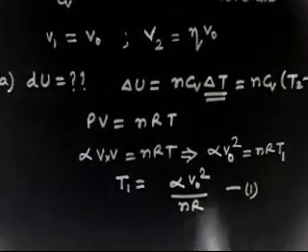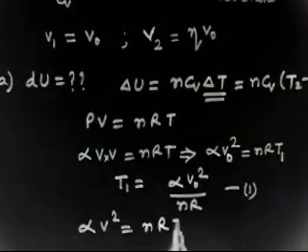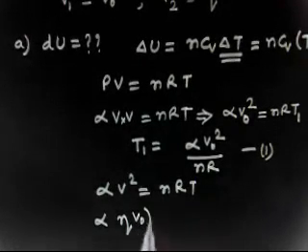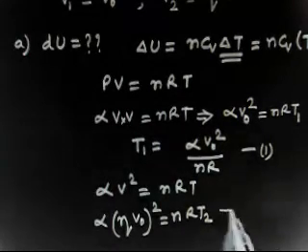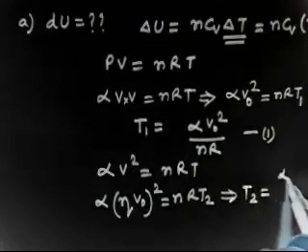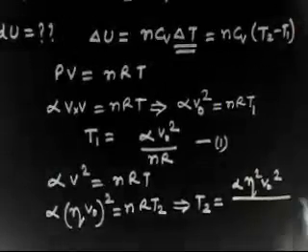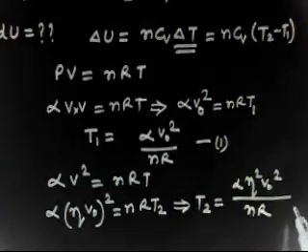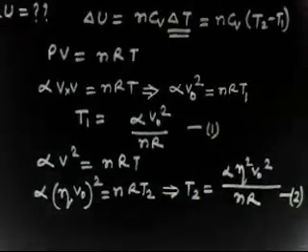Similarly I can find T2. The equation is alpha V square is equal to nRT, and at temperature T2 the volume is eta times V naught. So from here I can find T2. T2 is alpha eta square V naught square divided by nR. So this is the temperature T2. Are you getting it? Now the internal energy change is very easy to find.